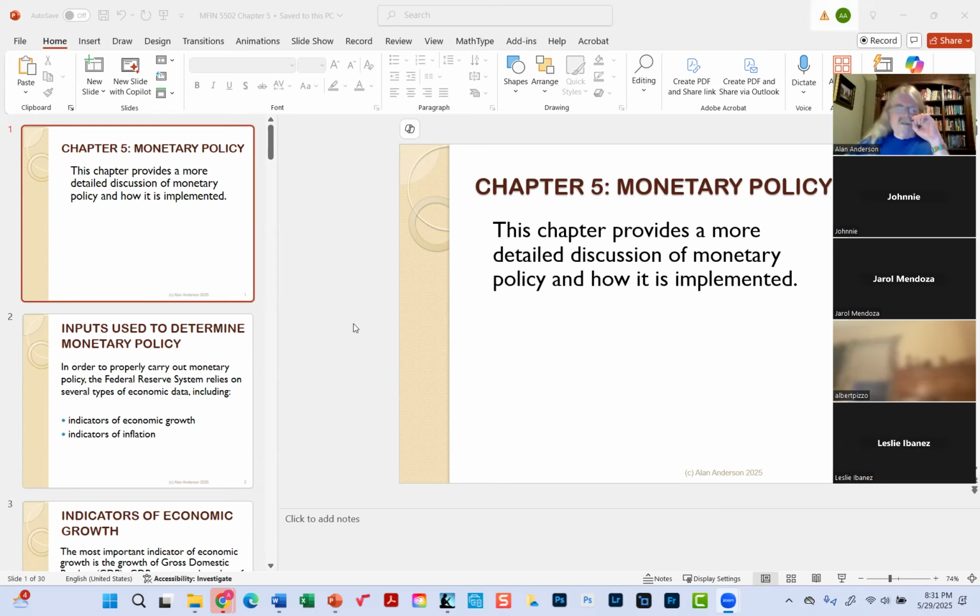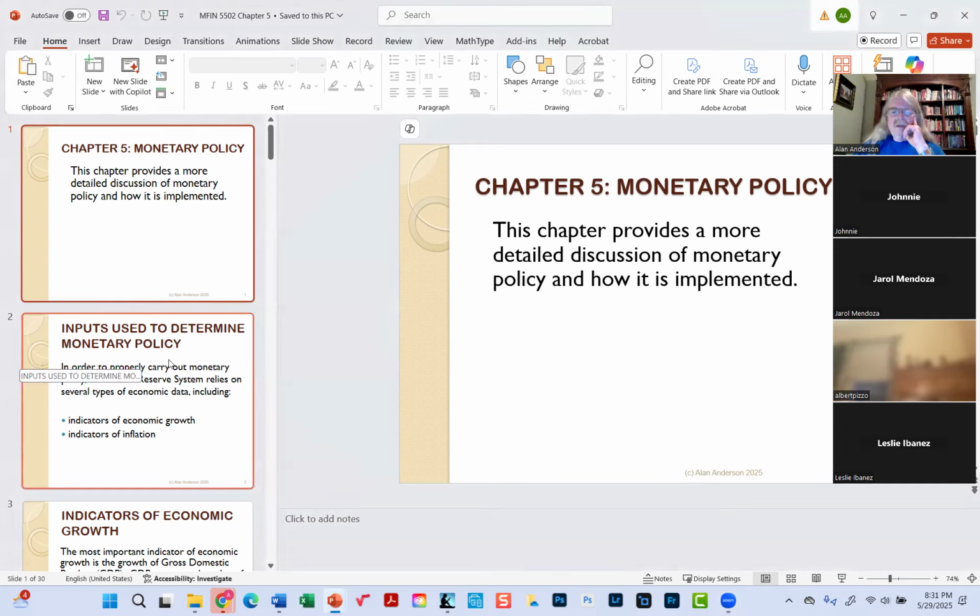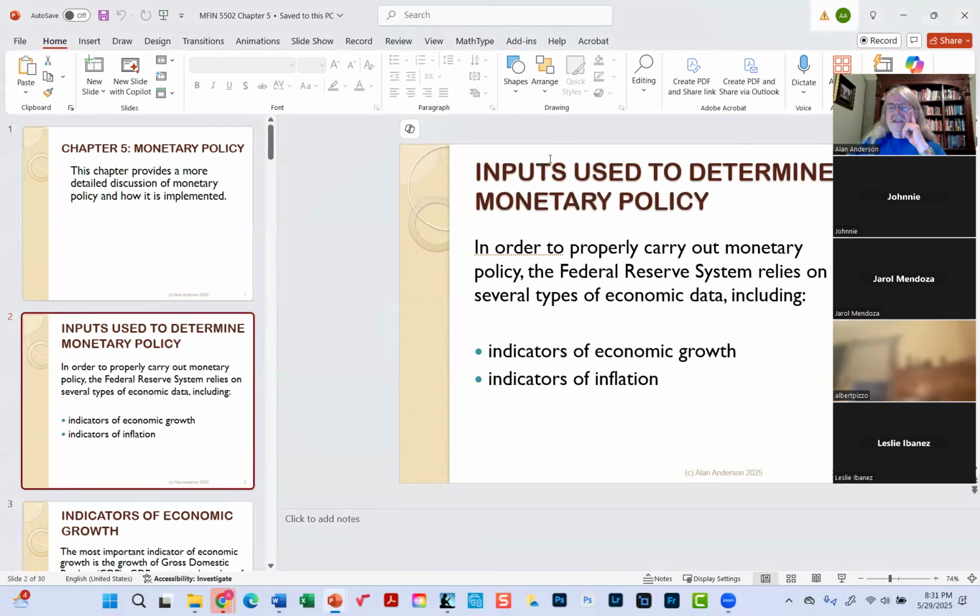Here we go. We'll start by noting that in order to properly carry out monetary policy, the Fed does rely on a lot of economic data, including indicators of economic growth and indicators of inflation. Of course, keep in mind what they're trying to do is keep inflation as low as possible, but they're also trying to make sure that growth is as strong as possible. So those two can sometimes be conflicting objectives. So they have to walk on a tightrope to keep the economy at a level that's acceptable.